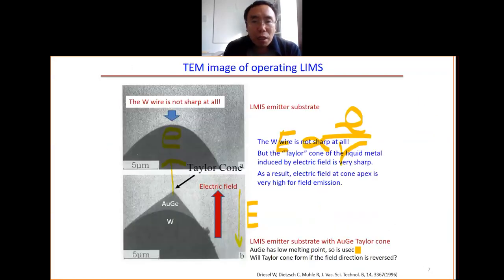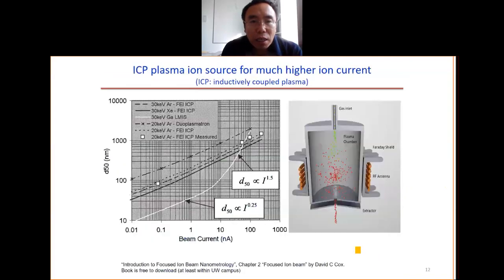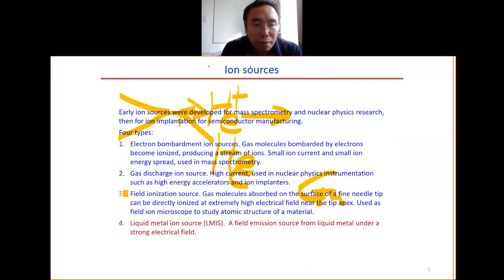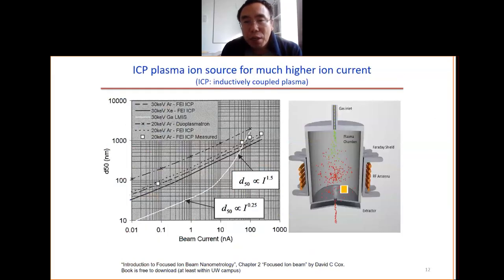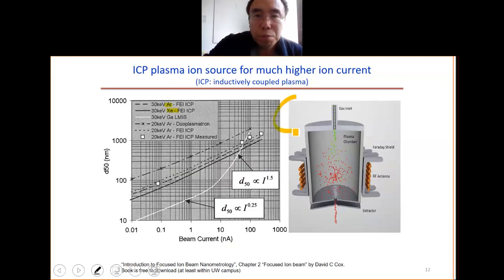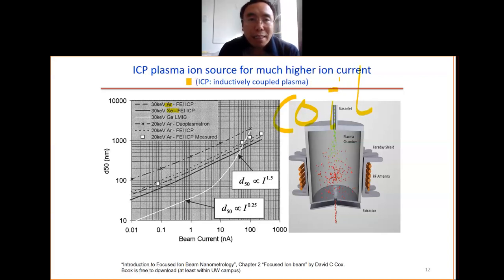So here we talked about the liquid metal ion source. The next one is the plasma ion source, the gas discharge ion source. The idea is very simple. You have the chamber, and you have gas molecules, which can be argon or xenon. Then you have this RF antenna, this coil. With the coil you have induction, so this is called ICP, inductively coupled plasma.